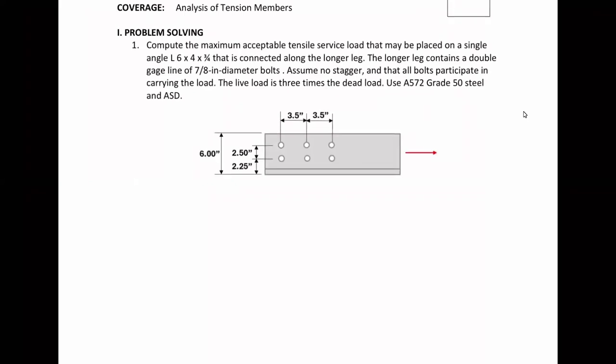When you think about this problem, when it says maximum acceptable tensile service load, you must be able to identify that the unknown is actually the value of the dead load and the live load. So we need to get the value of those two.